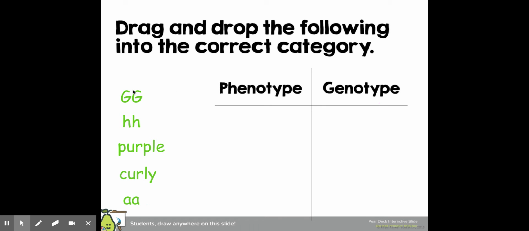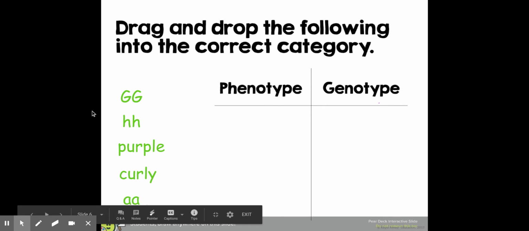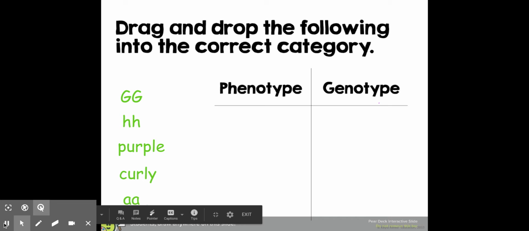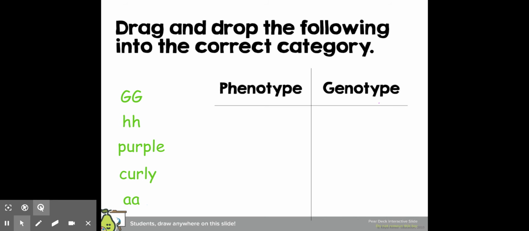So go ahead on yours. Actually, you're not going to drag and drop. You're going to rewrite, type, or draw a line to which of these belong under which column. So remember, a phenotype is going to be something that you could physically see, like a color or a quality. A genotype is going to be our 2-letter combination. If you need to pause the video, you are more than welcome to. We are going to go ahead and move on.